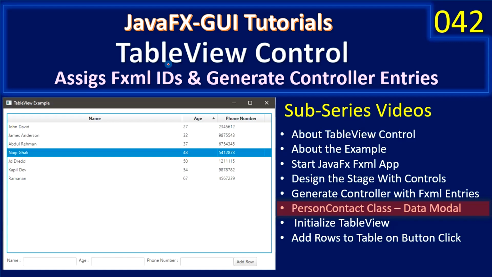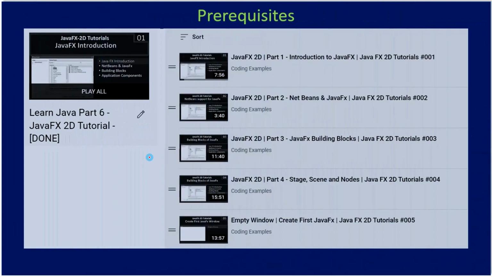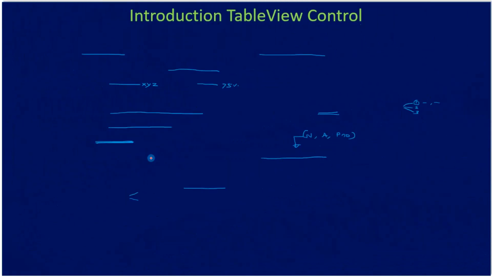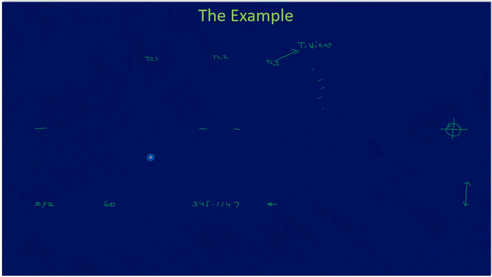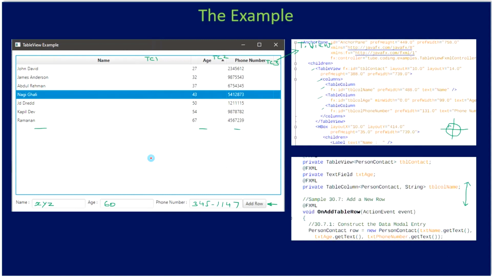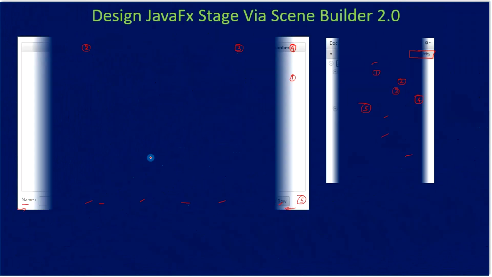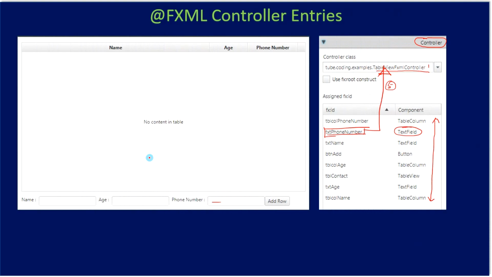In this video, we are going to create a class called PersonContact, and this PersonContact will act as a data model for our TableView Control. So these are all the slide decks from our previous parts.